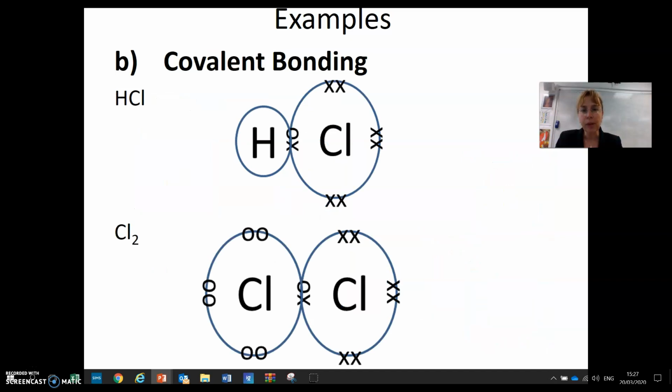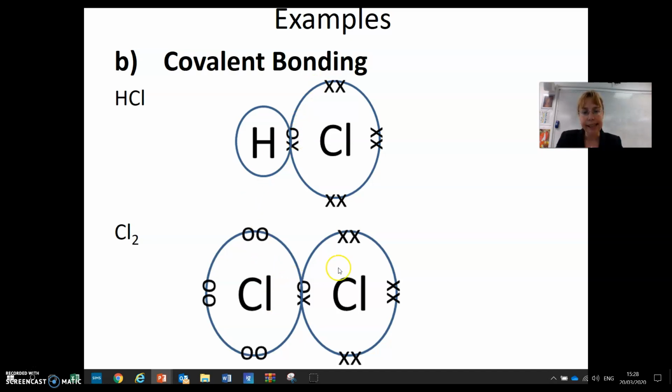There's some more examples of covalent bonding. You can see over here how we are sharing that electron, so that hydrogen has 2 electrons in its outer shell and it's full, and chlorine has now got 8 electrons with that extra one, so it's got a full outer shell and it's now stable.